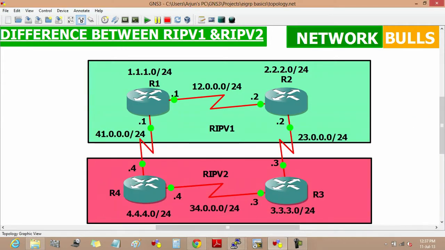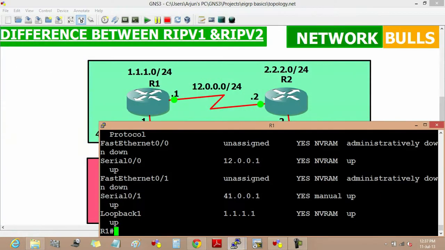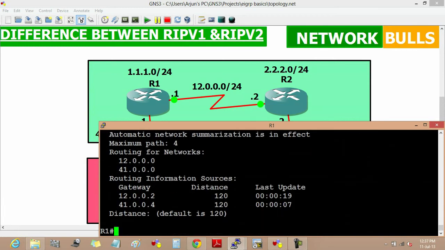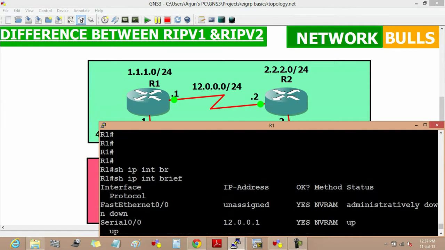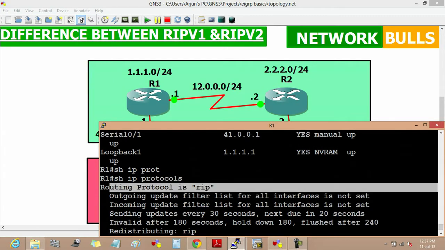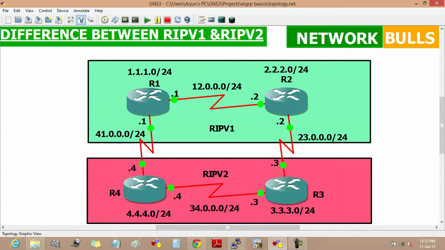Now the routing protocol running in this topology is RIP and we can verify it by using the command show IP protocols. In this we can see that the routing protocol running is RIP. Similarly, we can verify it in other routers also. Now RIP version 1 is running between router 1 and router 2 and RIP version 2 is running between router 3 and router 4.